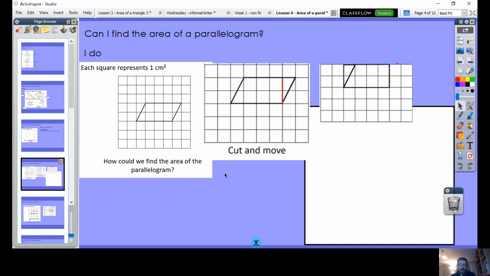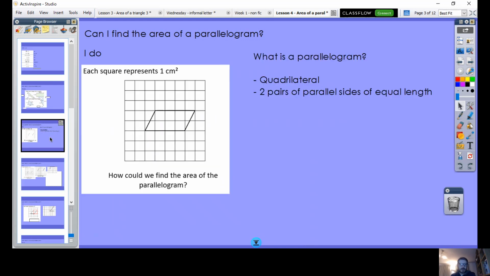Right, so today we are calculating the area of a parallelogram. So what is a parallelogram? A parallelogram is a quadrilateral, and it has 2 pairs of parallel sides of equal length. So these sides are running parallel, and these 2 sides are running parallel, which means they are 2 sides which are running kind of alongside each other, but will never meet. So those 2 sides will run forever the same distance apart, but will never come together and meet. And then they are of equal length.